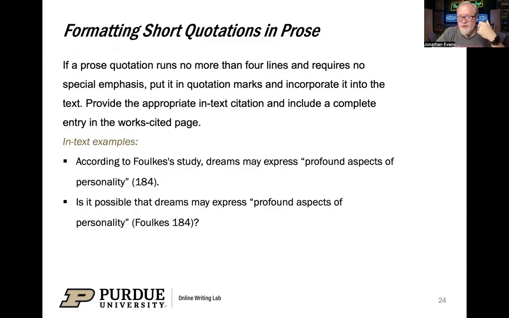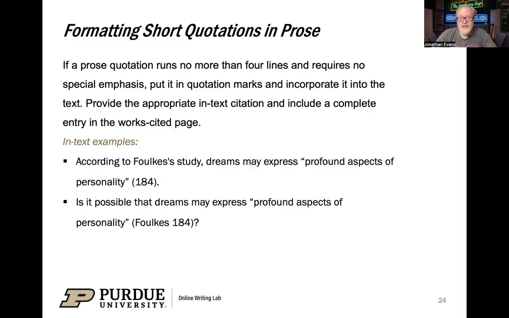Now, what we've been looking at up until this point is what we call short quotations in prose. So this is where the idea of integrating comes in. If you look at the two examples below, it says, according to Falk's study, dreams may express, quote, profound aspects of personality, close quote, 184. If you look below that, it's the exact same quote, except we did not use the author's name as the introduction or signal phrase, and we simply put it in the works cited. Both of those are correct. Both of those are how we handle short quotations, which means quotations that do not go over 3 lines.